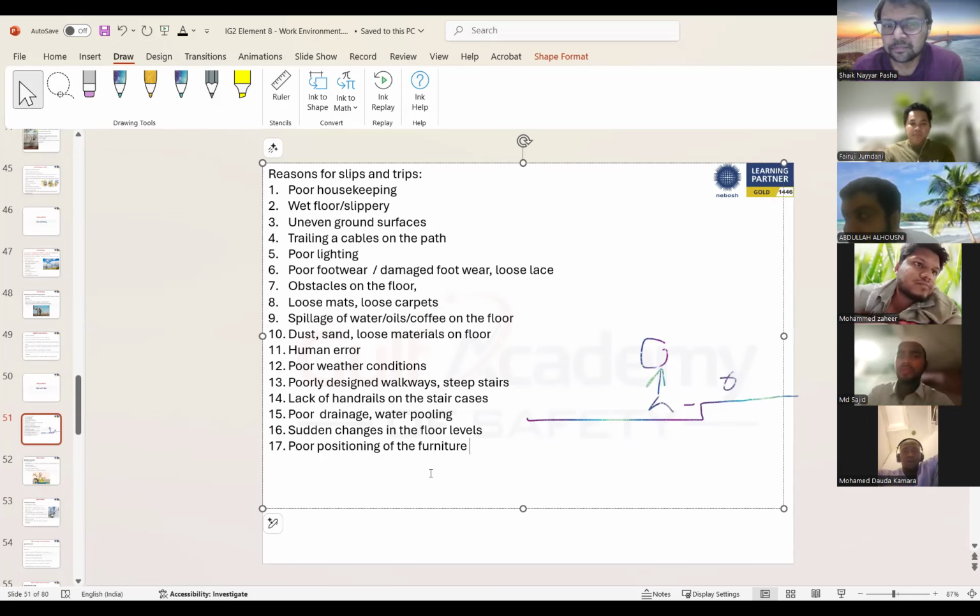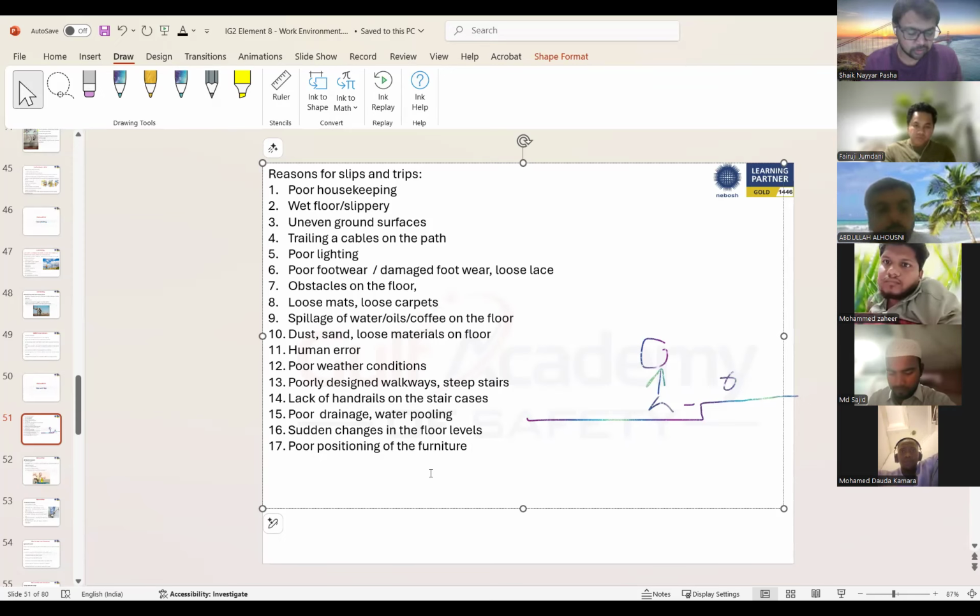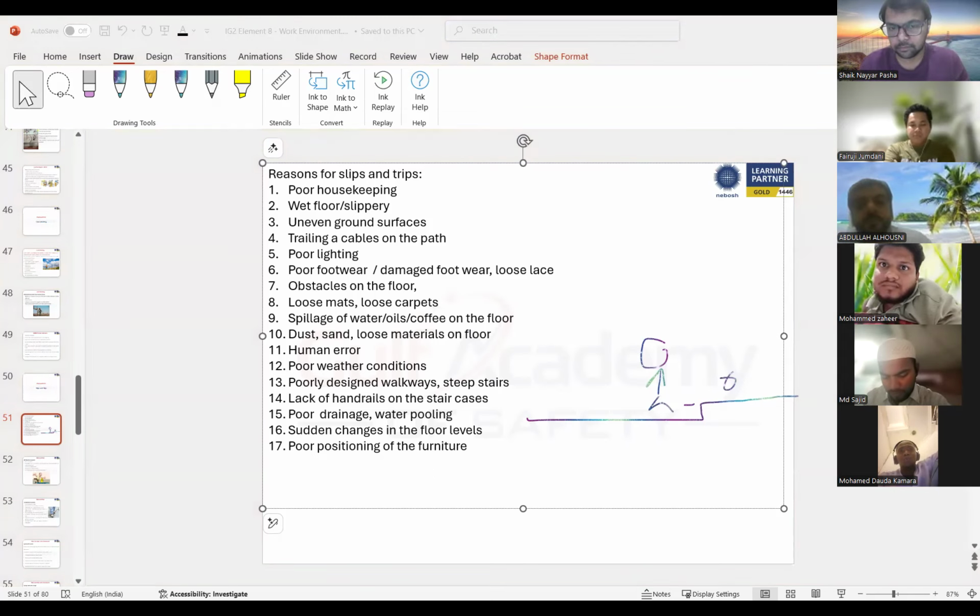And what else? Incompetent worker also. Can you give an example of how that could result in slips and trips? If I'm not well trained for a particular job, there is a possibility for me to trip or fall.